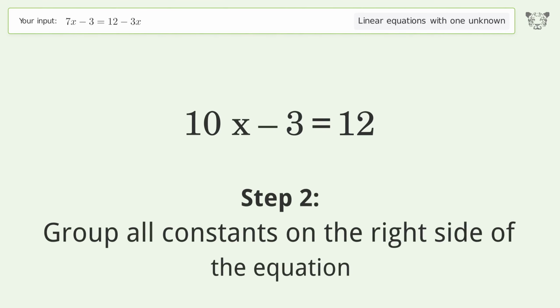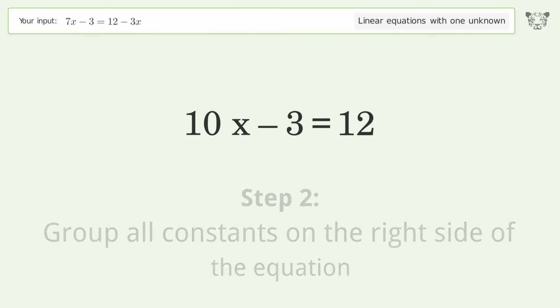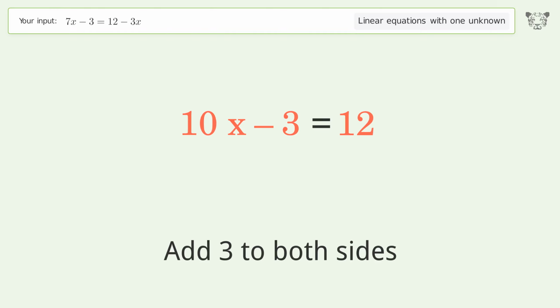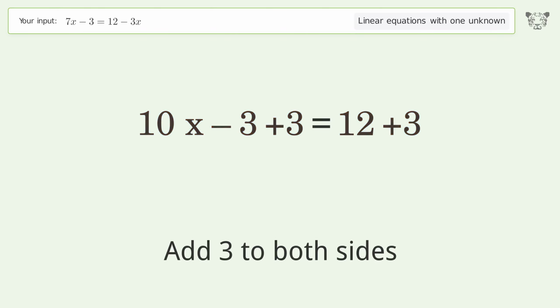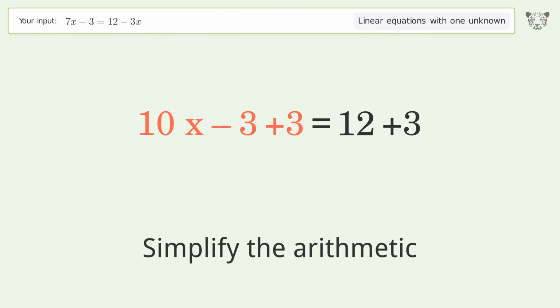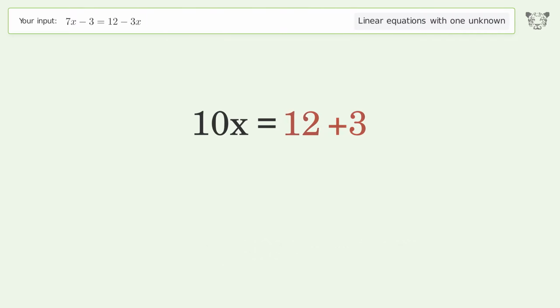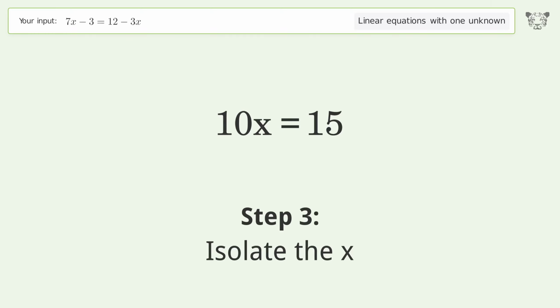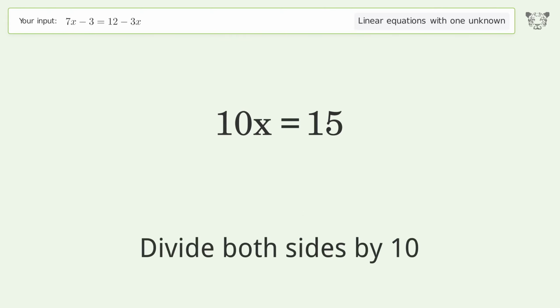Group all constants on the right side of the equation. Add 3 to both sides. Simplify the arithmetic. Isolate the x. Divide both sides by 10.